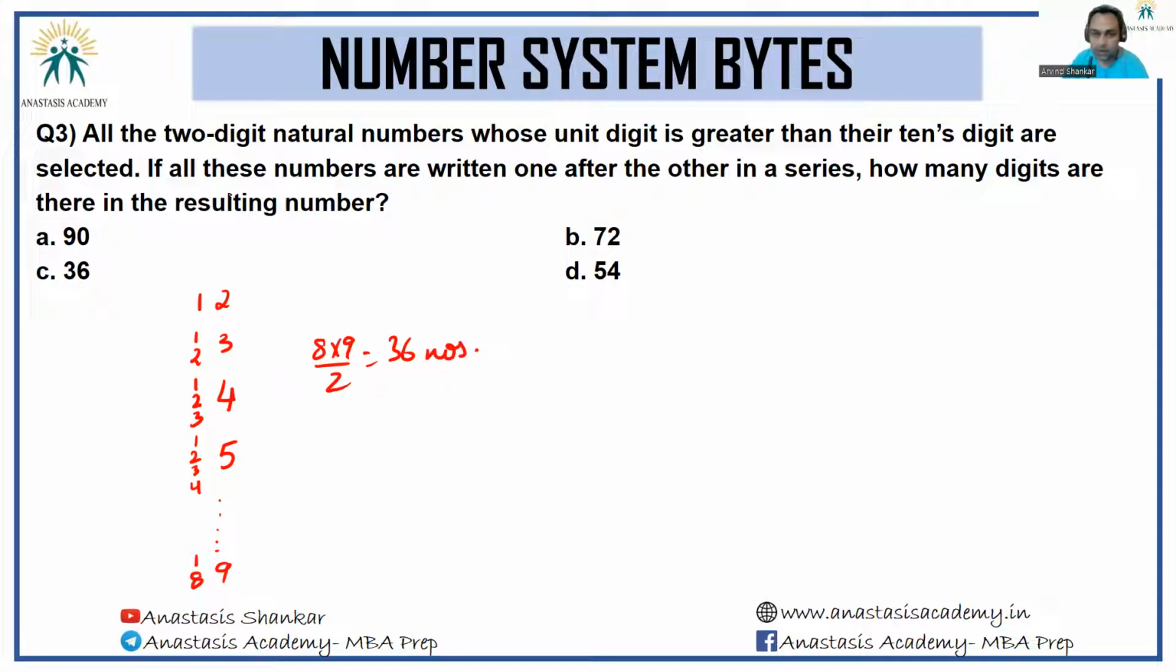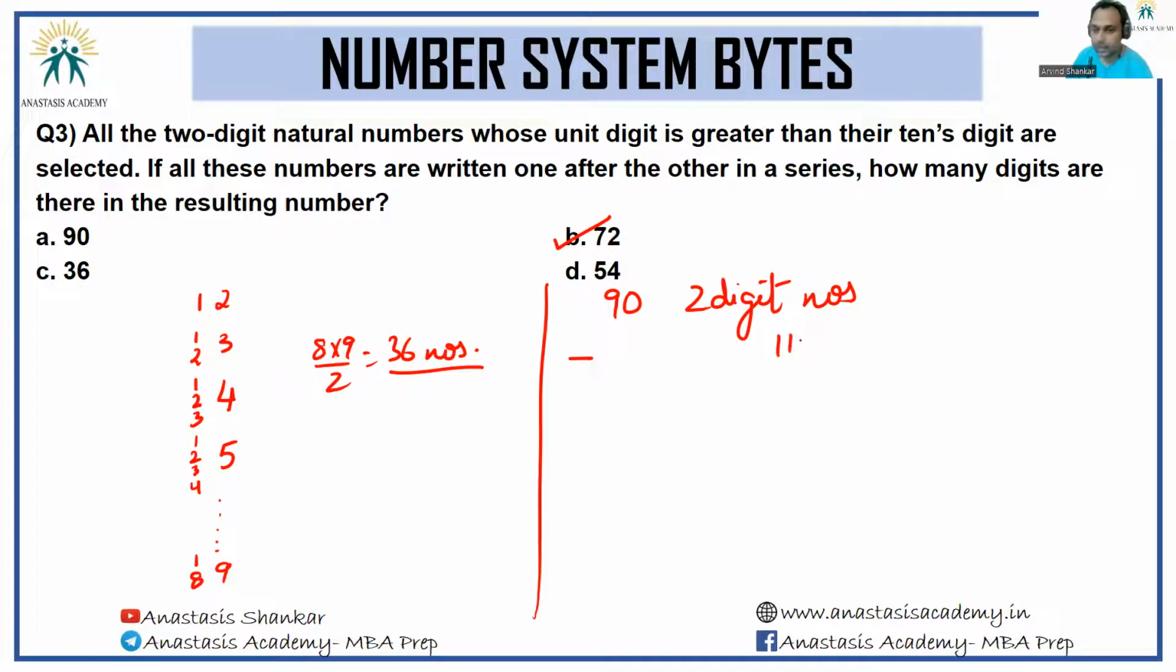But the question is not asking me how many numbers are there. They're asking me how many digits are there in the resulting number if they were written one after the other. If there are 36 2-digit numbers, they will have 72 digits. One way to think is this. Another way to think is there are 90 2-digit numbers. From this, I'm removing all those numbers where the first digit and last digit are same. They will be 11 to 99 or 9 such numbers. So we're left with 81 2-digit numbers.